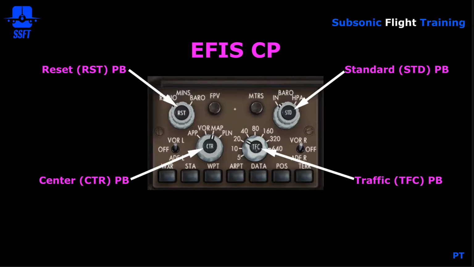And then the center push button on the ND mode switch is used to go from expanded mode to full 360-degree compass rose by pushing center. The traffic switch is used to display TCAS traffic on the ND when the switch is pushed. Alternately, you can turn on or off the traffic by pushing the switch again.